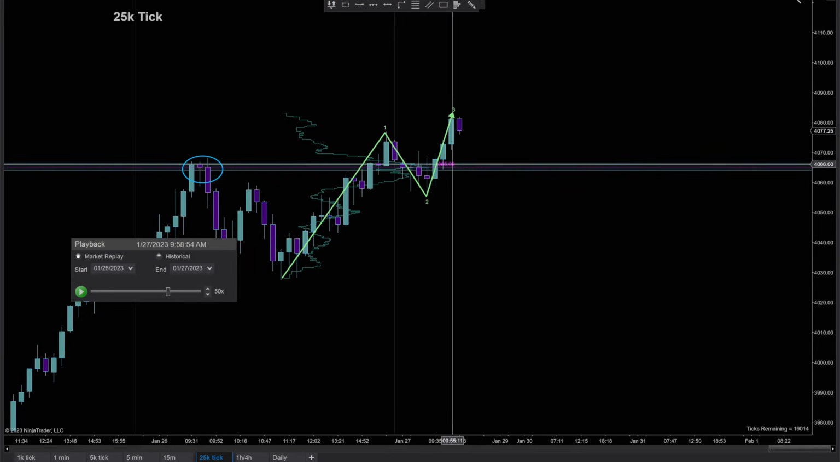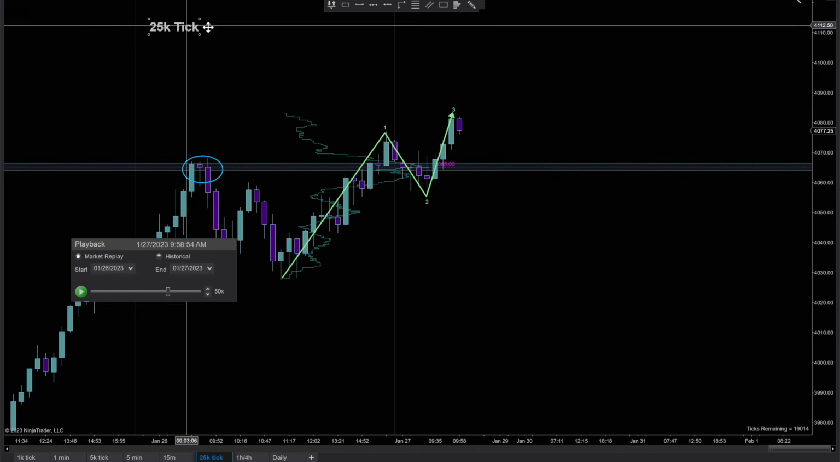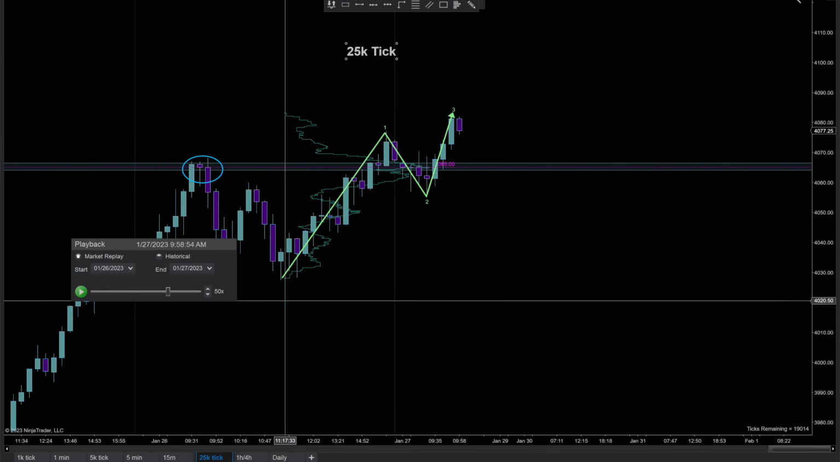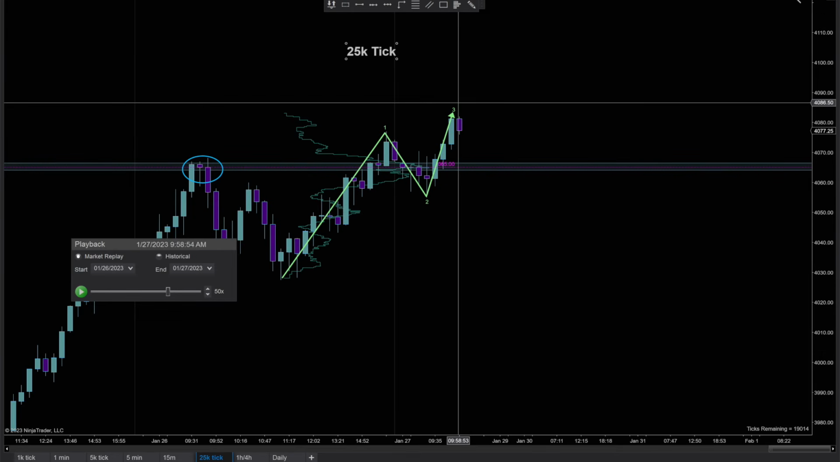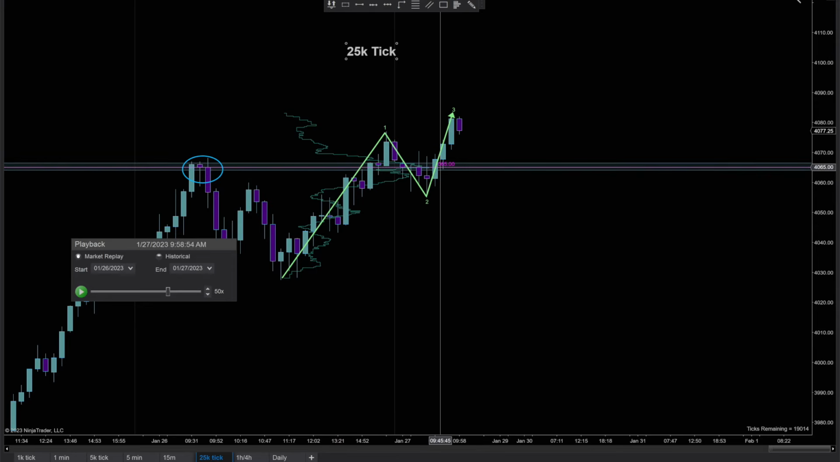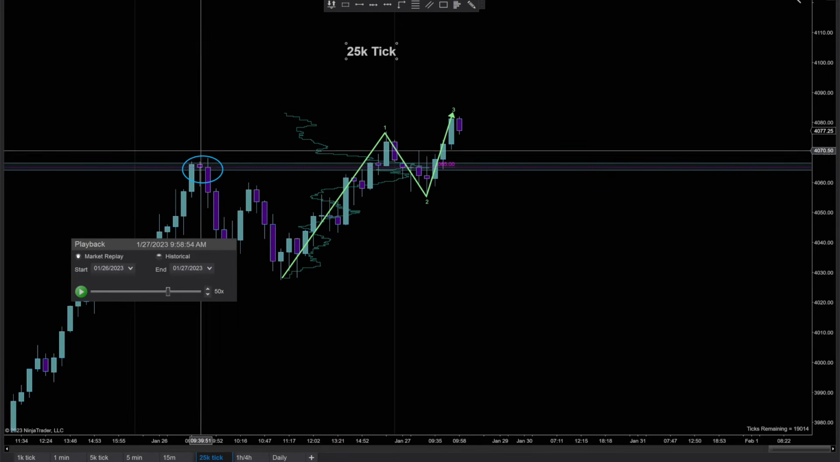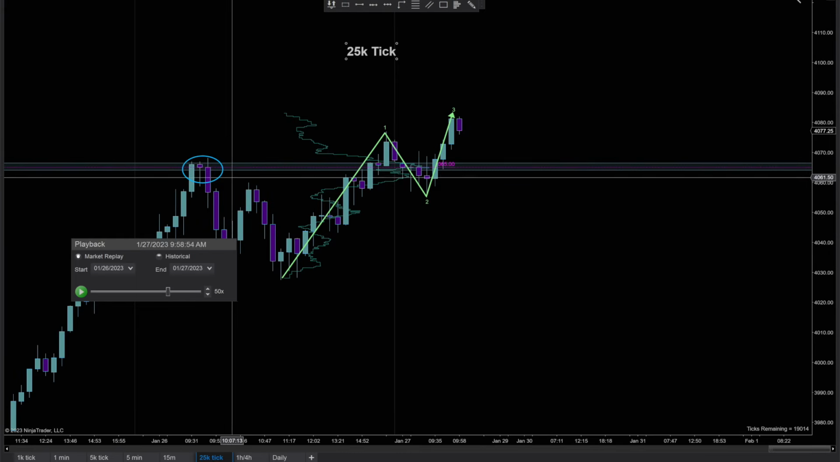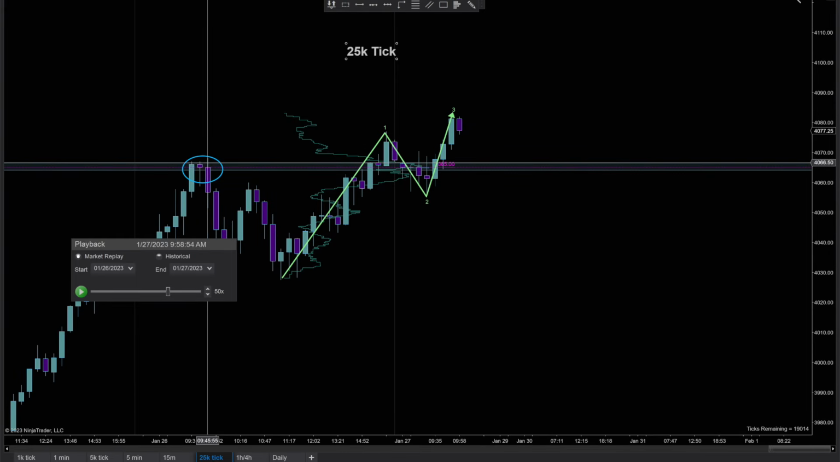So I really like that on this 25,000 tick, we've got our structure telling us we're in an uptrend, we've got our volume profile giving us this area of interest, and it aligns with also a major structure point on this 25,000 tick.